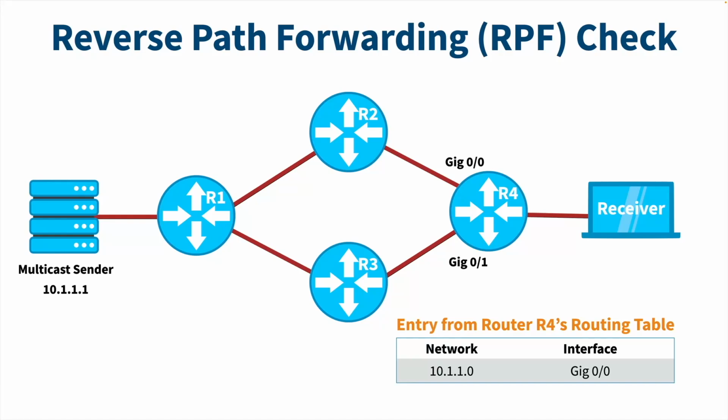And after R4 does that RPF check, and it starts to drop those duplicate packets coming in from a suboptimal route, then it's only going to be sending a single copy of each packet to the receiver.